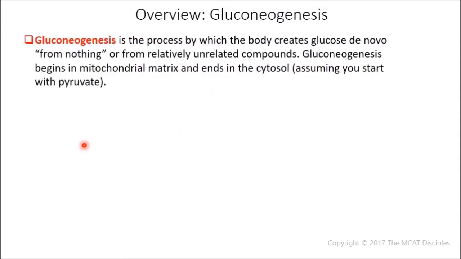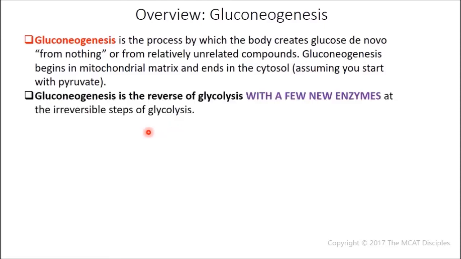So gluconeogenesis is the process by which the body creates glucose de novo, from nothing, or from relatively unrelated compounds. Gluconeogenesis begins in the mitochondrial matrix and ends in the cytosol, assuming you start with pyruvate. It can start in the cytosol, depending on what you start with. Gluconeogenesis is the reverse of glycolysis with a few new enzymes. So it's not exactly the reverse, but the reverse at the irreversible steps of glycolysis.